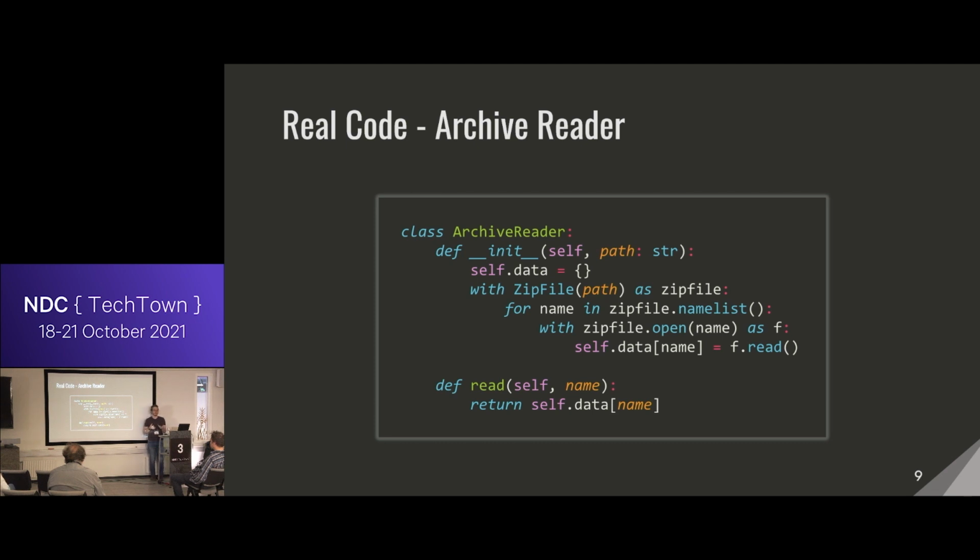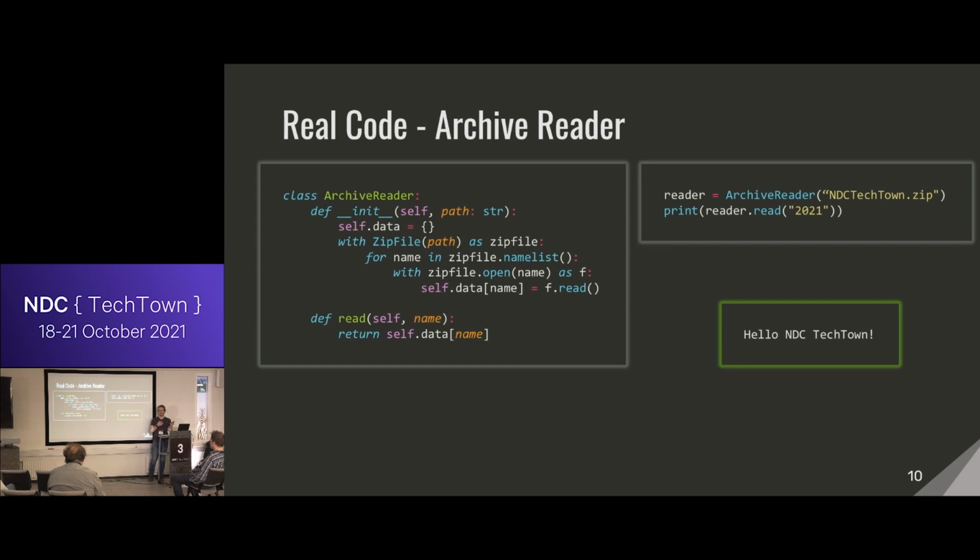So initially the object is fairly simple. We open the zip file with the context manager in order to be sure to close it when we're done. We read all the files from the zip file, we unzip them and store them in a dictionary. Then we want to read the actual contents, just call the read method and access the data in the dictionary. Usage is fairly simple. We create a new archive reader, and then we call read, get the value, print it, and everything works as expected.